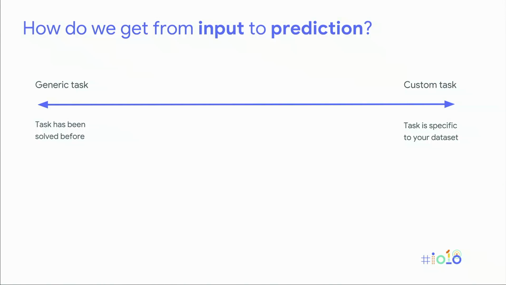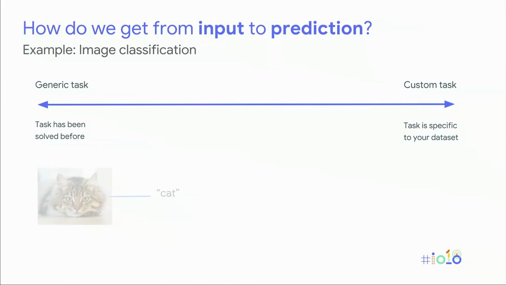So more specifically, let's think of this in terms of image classification. Let's say we want to label this image as a picture of a cat. This is a really common machine learning task. There's tons of models out there that exist to help us label images. So we can use one of these pre-trained models. We don't need to start from scratch.